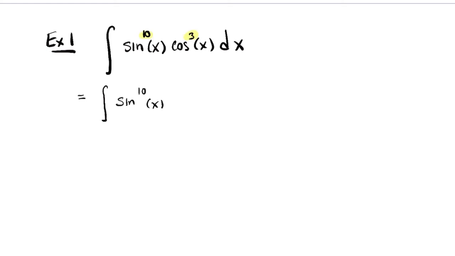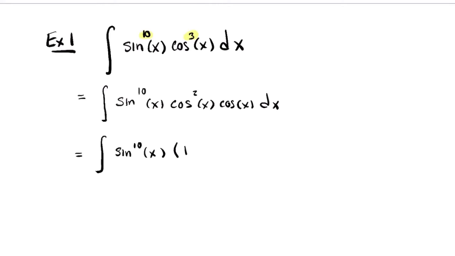I'm going to take that cosine cubed and rewrite it as cosine squared times cosine to the first. A little bit of an out-of-the-hat thing to do, but you'll see why I wanted to do that. Then I've got my sine to the 10th, but I'm going to take this cosine squared, and using that Pythagorean identity we just talked about, write it as 1 minus sine squared.